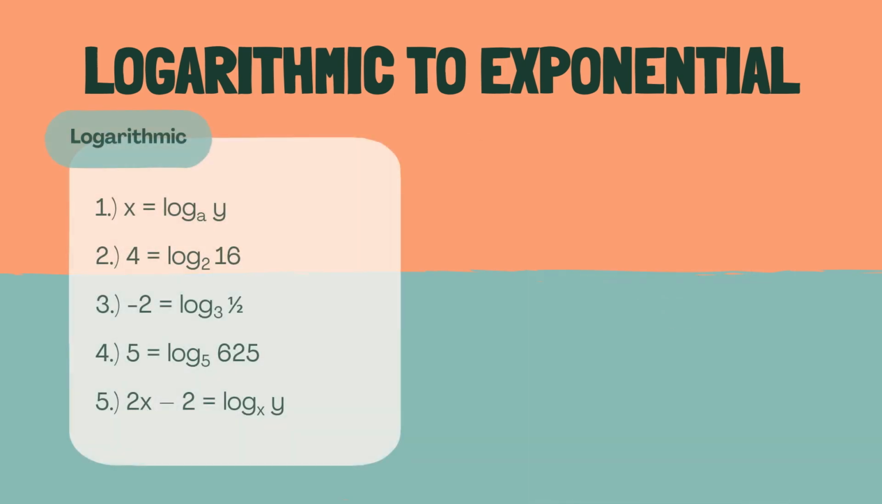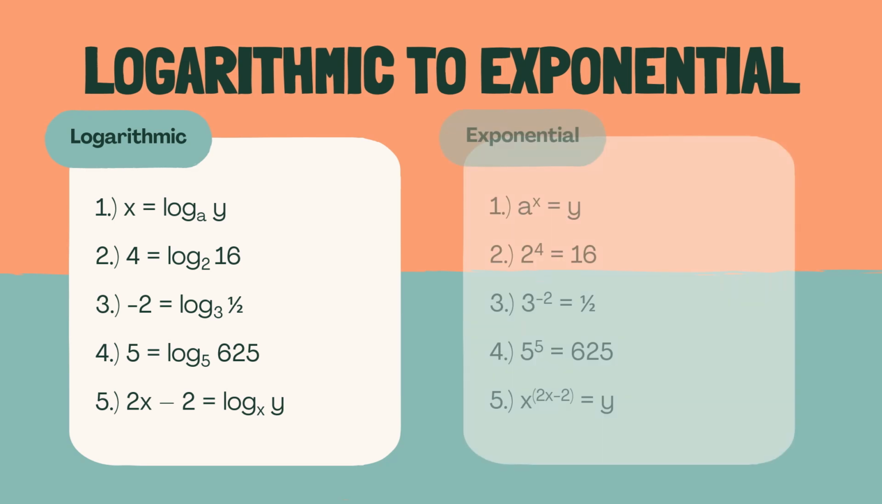When following the patterns of changing logarithmic to exponential functions, these will be expressed as: Number 1, a to the power of x is equal to y. Number 2, 2 to the power of 4 is equal to 16. Number 3, 3 to the power of negative 2 is equal to 1/2. Number 4, 5 to the 5th power is equal to 625. Number 5, x to the power of 2x minus 2 equals y.